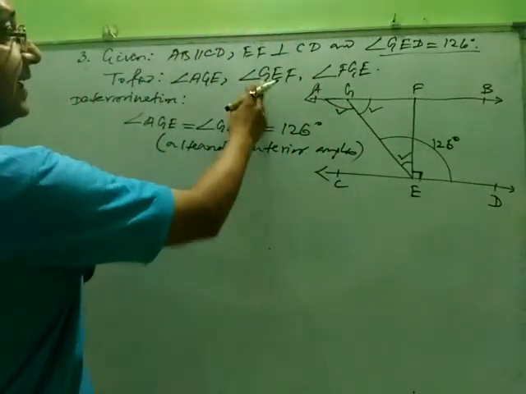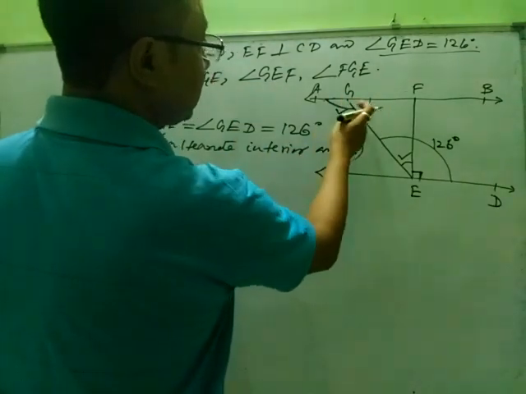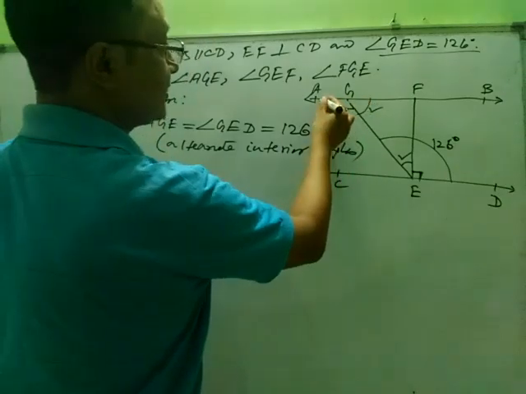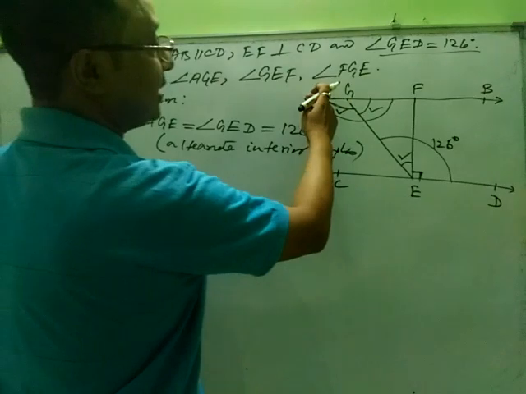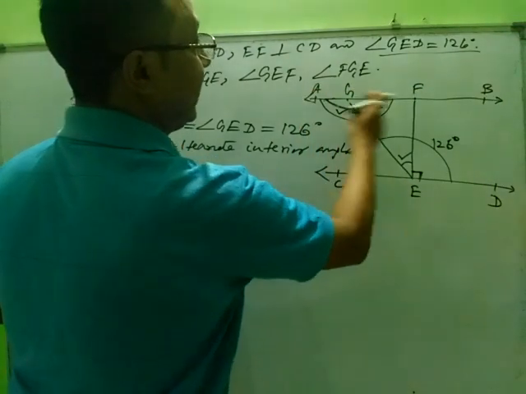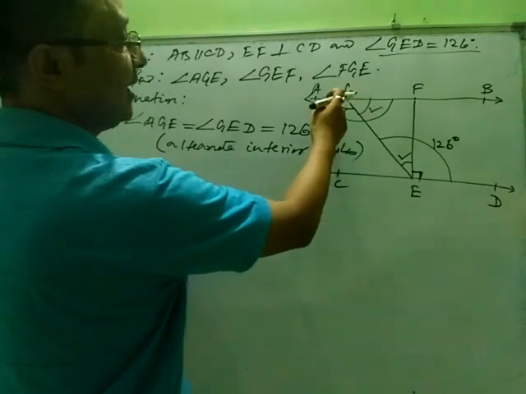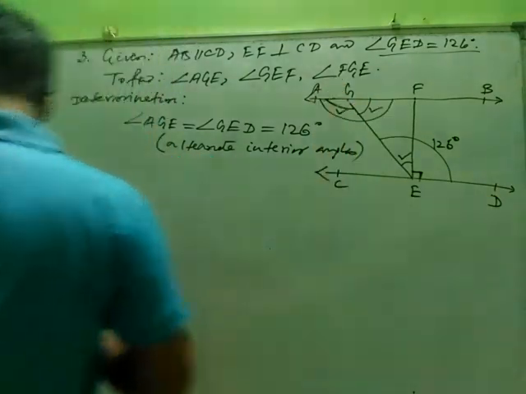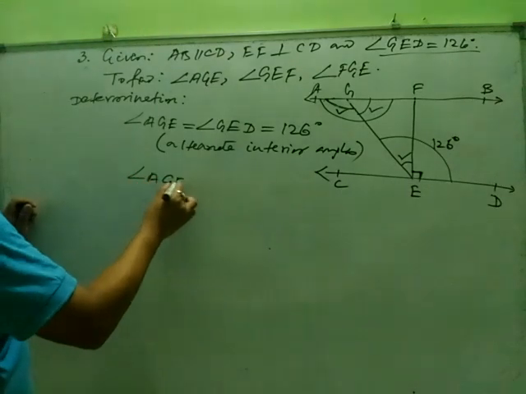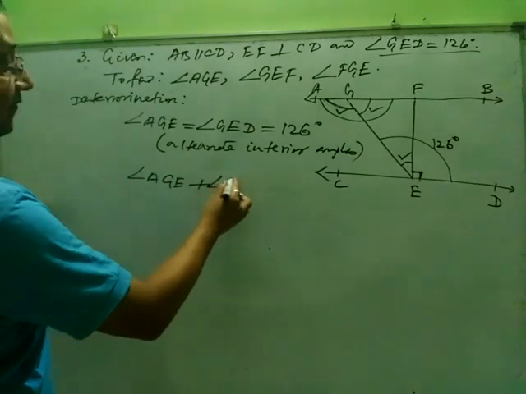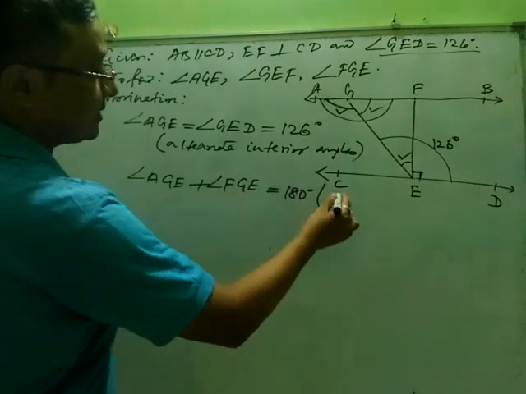Next you need GEF. Now you have this angle, so this plus this is 180 degrees because of a linear pair. The sum of these two adjacent angles, they form a straight line, that is AFB. So these two angles measure 180 because they form a linear pair. So angle AGE plus angle FGE equals 180 degrees. So it is a linear pair.